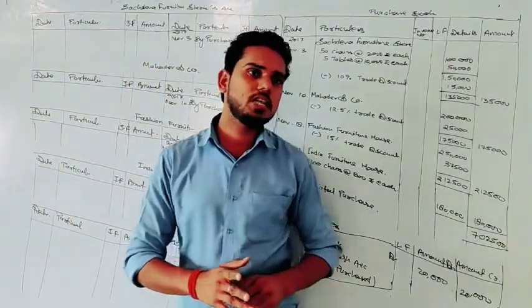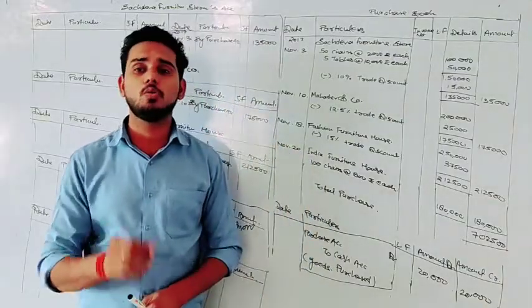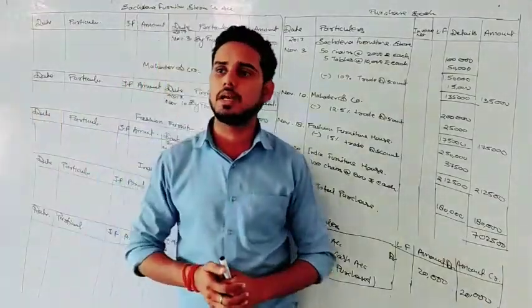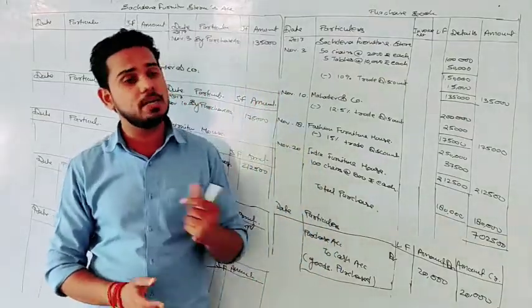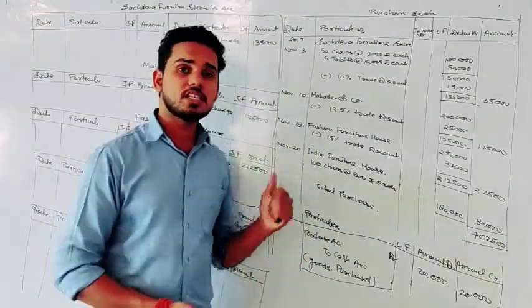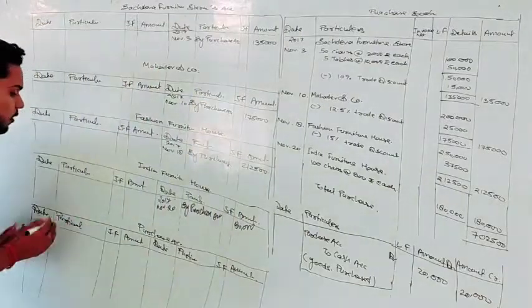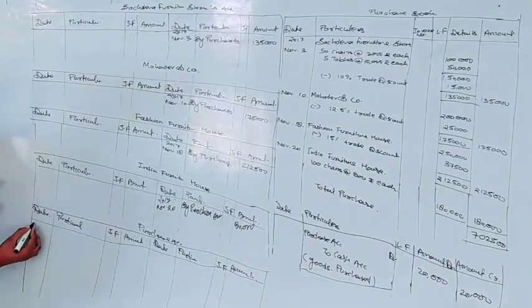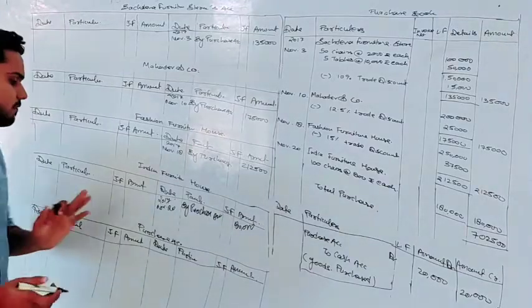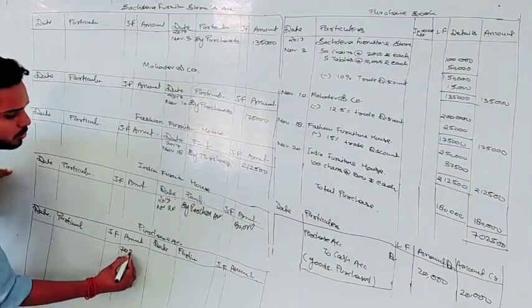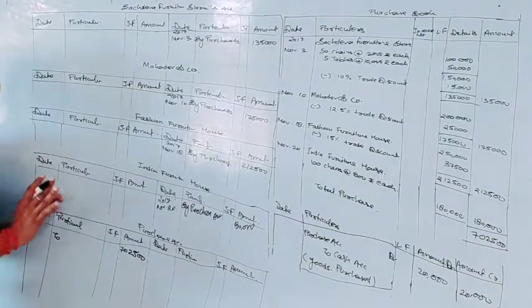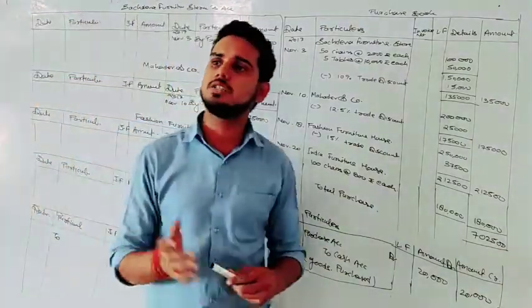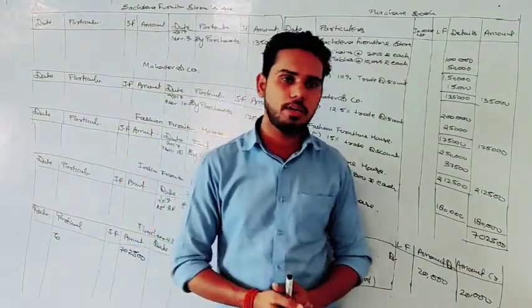So at the time of purchasing from anyone, what entry will we do? Purchase account debit to the name of that party, right? That means we have debited purchase, so we'll write on the debit side of purchase. In this case also we'll write on the debit side of the purchase, and we can write the amount 7,02,500. No doubt we need to write on the debit side, because in the journal entry also purchase account will be debited.